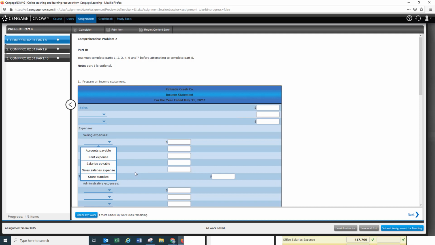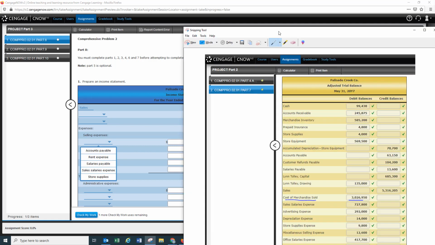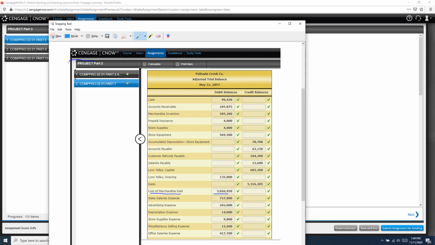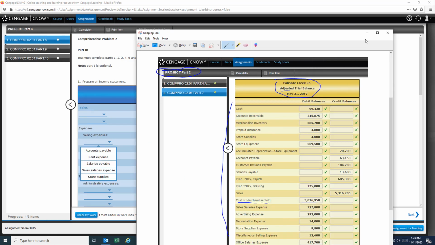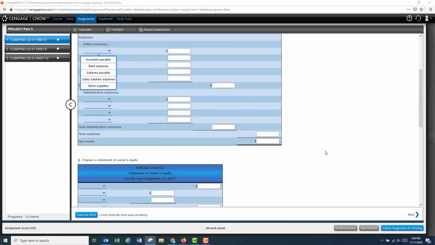So mainly, maybe a lot of you struggle because you were not aware you get the balance of these accounts from project part 2. All right, right here. Go back to your project part 2 and scroll down. Find this solution. You will use all of these accounts. All of these accounts will go to the financial statements and these balances. So let's continue down here.